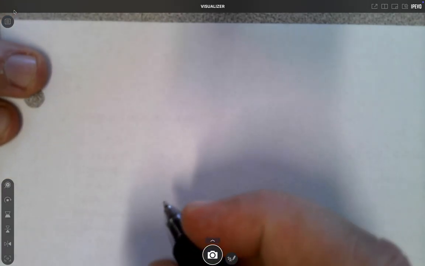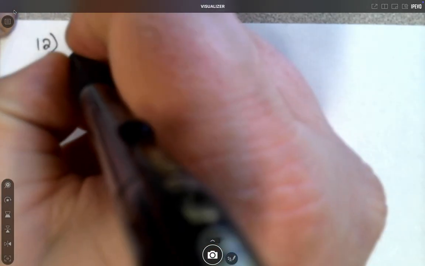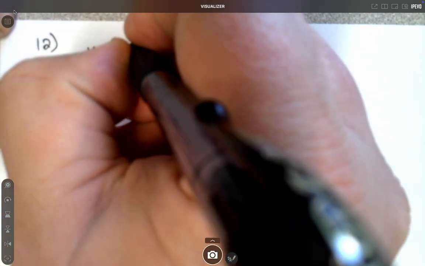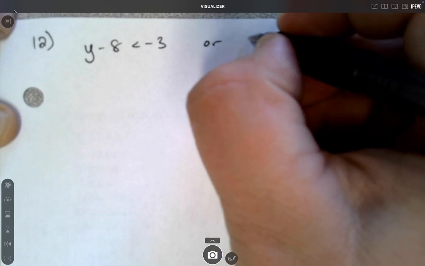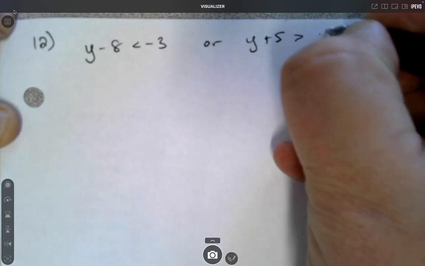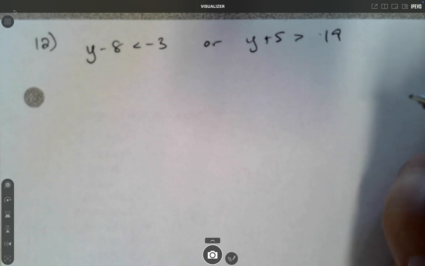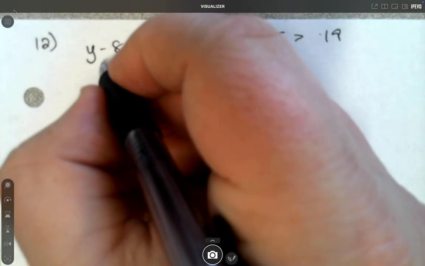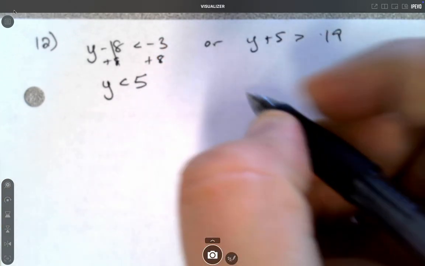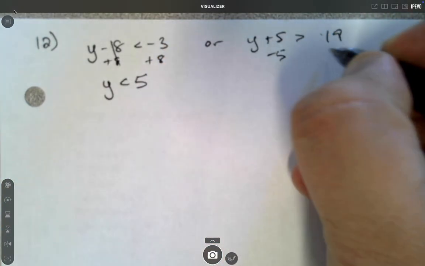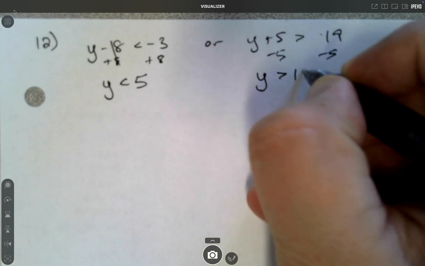Okay, our next problems have to do with compound inequalities. Those are the ones that have "and" or "or." So number 12, we have y minus 8 is less than negative 3, or y plus 5 is greater than 19. So I'll solve this. I'll add 8 to both sides right here, and get y is less than 5. I'll subtract 5 over here and get y is greater than 14.